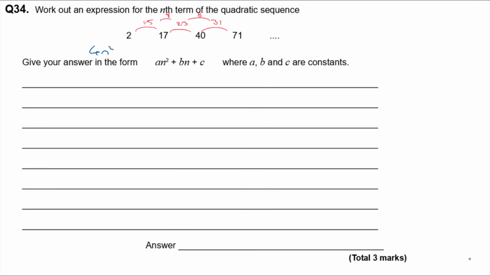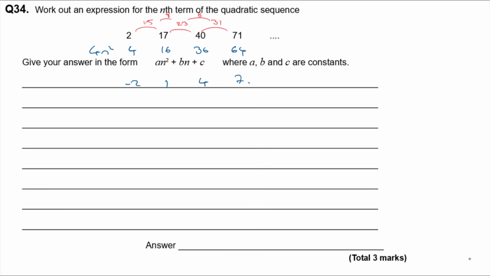So then 4n squared, when n is 1, 1 squared times 4 is 4. When n is 2, n squared is 4, times 4 is 16. When n is 3, I get 9 times 4, which is 36. And when n is 4, I get 16 times 4, which is 64. Then subtracting, 2 subtract 4 is minus 2. 17 subtract 16 is 1. 40 subtract 36 is 4. And 71 subtract 64 is 7.